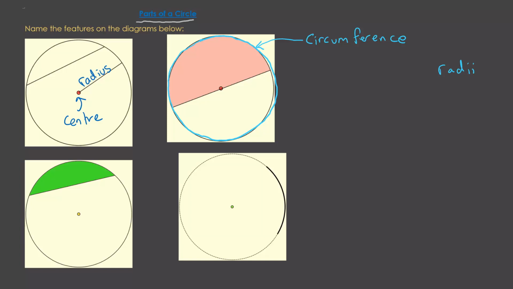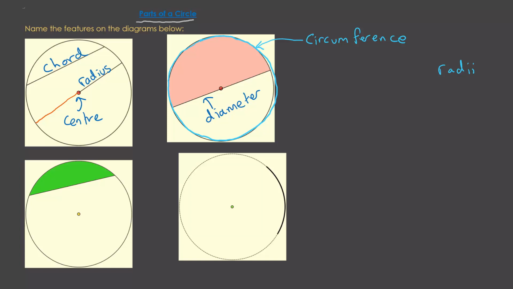A line that goes across the circle is called a chord. The special one that goes through the middle, so it's a chord that goes through the center, that's called a diameter. And it's worth noting here that a diameter, if we just draw the second radius here, a diameter is twice as long as the radius.